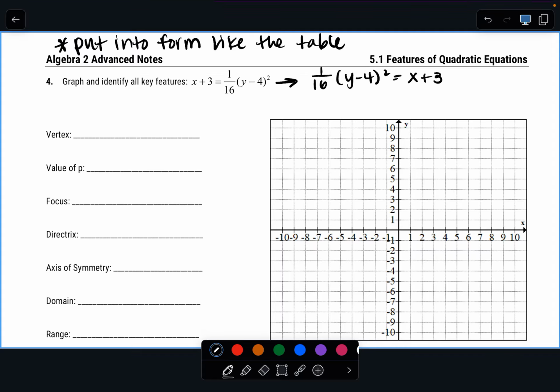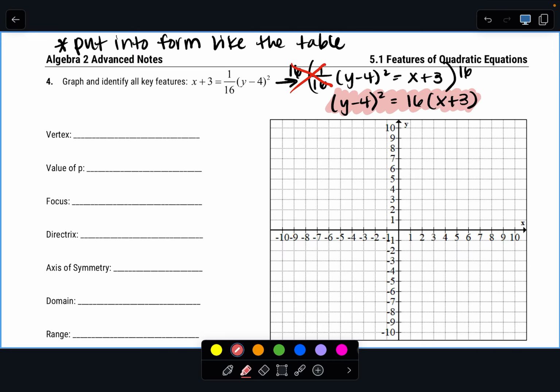Now, the next thing, all of the squared terms are completely by themselves on the left-hand side, looking at my table of equations. So I'm going to multiply both sides by 16. That is going to give me y minus 4 squared is equal to 16 times x plus 3, because 16 times 1 over 16 cancels each other out. So what I'm really going to be basing how I graph this on is this formula.